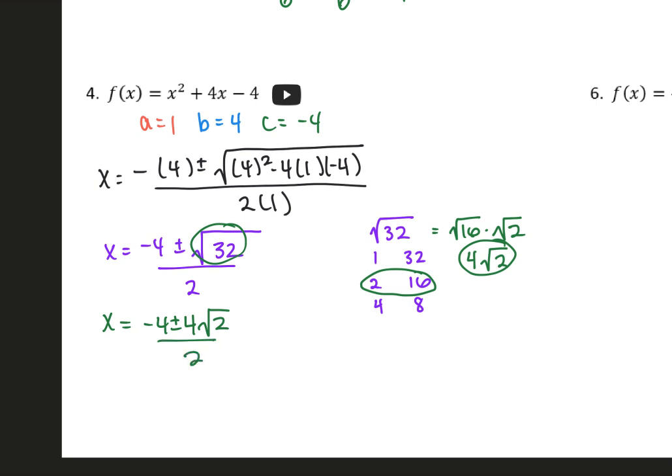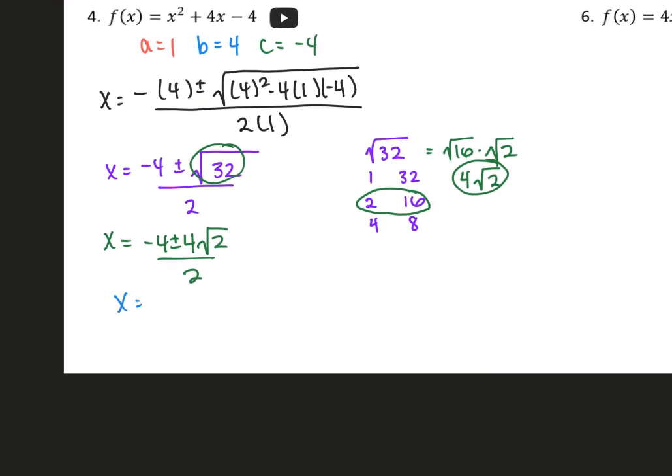Then we need to take a look. Anytime you simplify your radical, you should look at the numbers on the outside and see if you can simplify further. Well, all of these numbers are divisible by 2, so we can do negative 4 divided by 2 and 4 divided by 2. If we do that, negative 4 divided by 2 is negative 2, and 4 divided by 2 is 2. So you end up with negative 2 plus or minus 2 root 2. So my two exact solutions are negative 2 plus 2 root 2 and negative 2 minus 2 root 2.